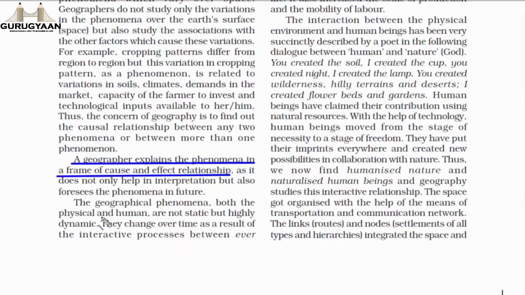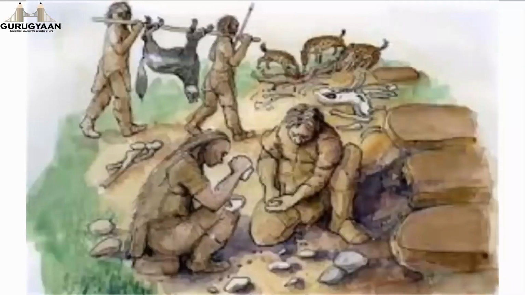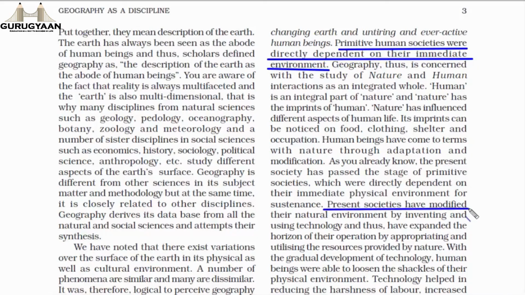And one more important point that you need to understand is that these geographical phenomena are not static, they are dynamic, meaning they change over time. Human society is growing and changing rapidly, and so is the physical landform. The early human society, we call them primitive society. They were directly dependent on nature for food, clothing, and shelter. And if you see now, the present society is inventing new technology to utilize natural resources.